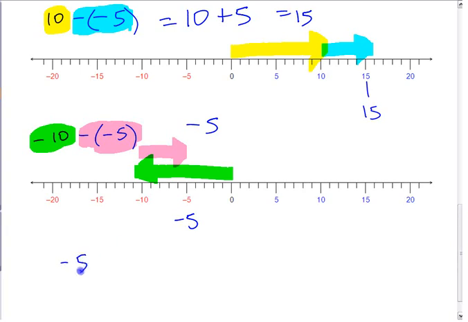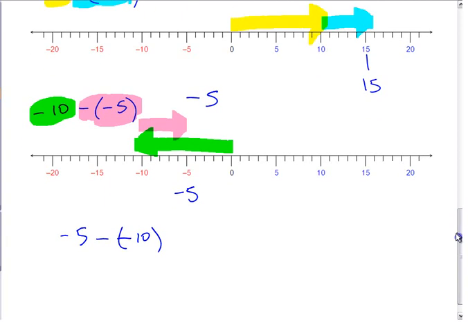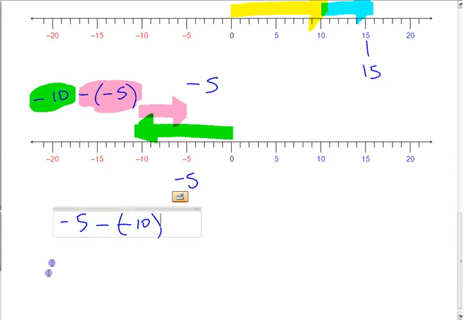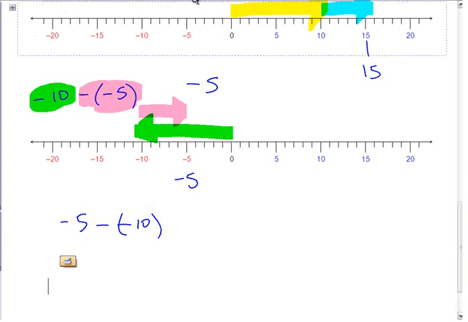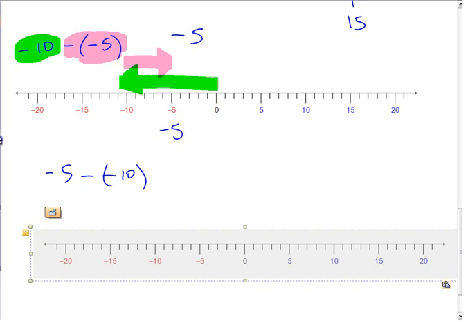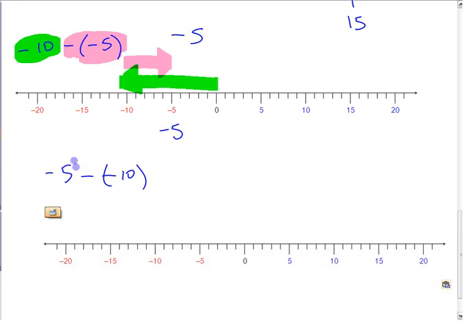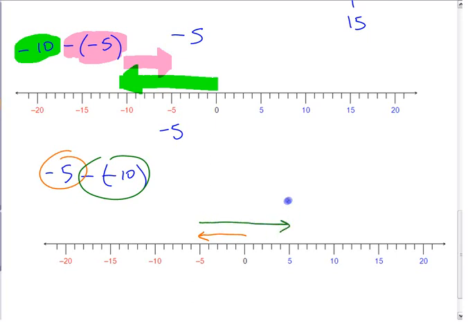If it was negative 5, take away negative 10? No, that's a good question. It's good to think about these things. If you start with negative 5, you go to there, and then if you subtract negative 10, that's actually like adding 10, you end up there. You end up at positive 5, right?